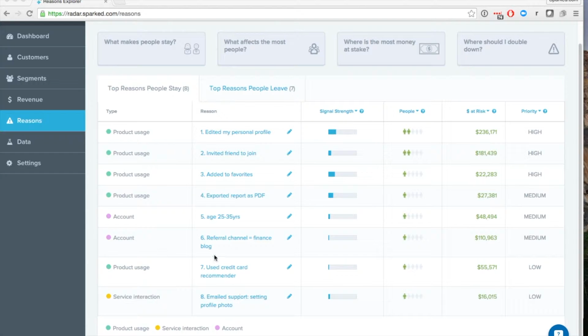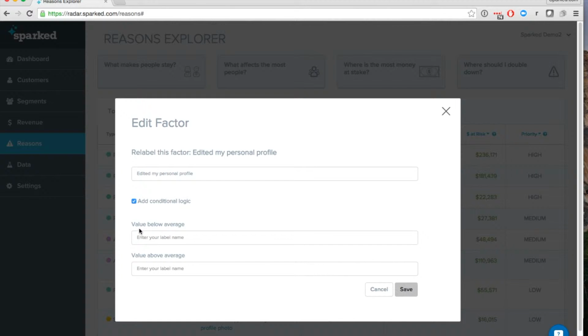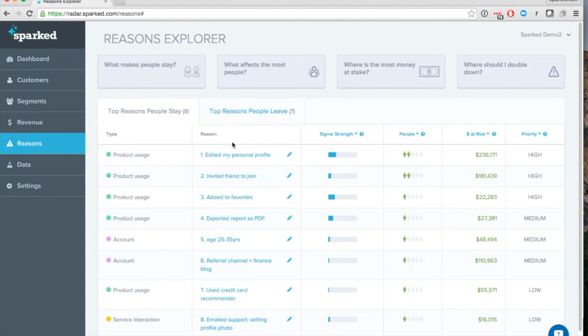Now often these will come out of your data source in a way that's not really readable by most people unless you're very familiar with the data source. But you can click into the labeler and write a new label for it, and even add some conditional logic where you say, if the factor is below average, call it one thing, and if it's above average, call it something else. So a quick way to make it more user-friendly for anybody else who's logging in who might be less familiar with the data than you are.